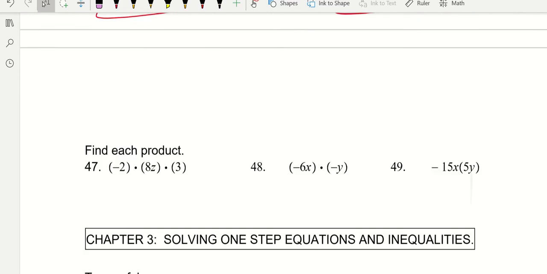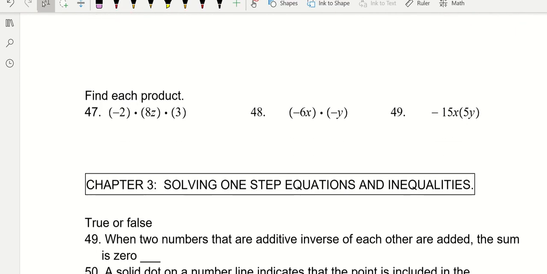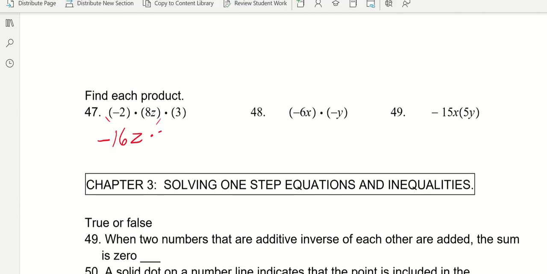Let's keep on moving. Find each product. Negative 2 multiplied by 8z multiplied by 3. What's a negative multiplied by a positive? A negative. What's 2 multiplied by 8? 16z multiplied by 3. What's a negative times a positive? A negative. What's 16 multiplied by 3? Well, that's 16, 32, 48. So that's negative 48z.